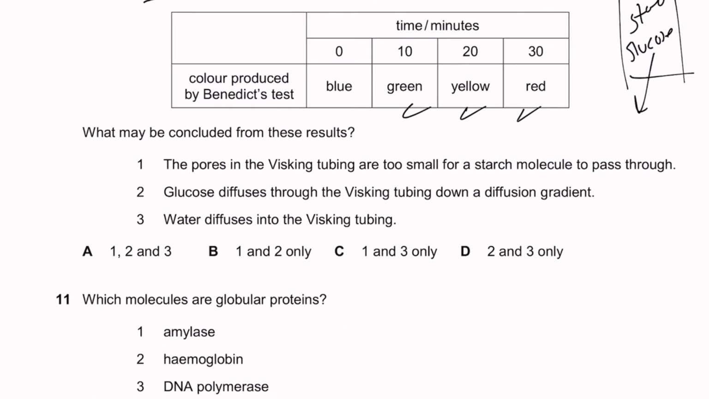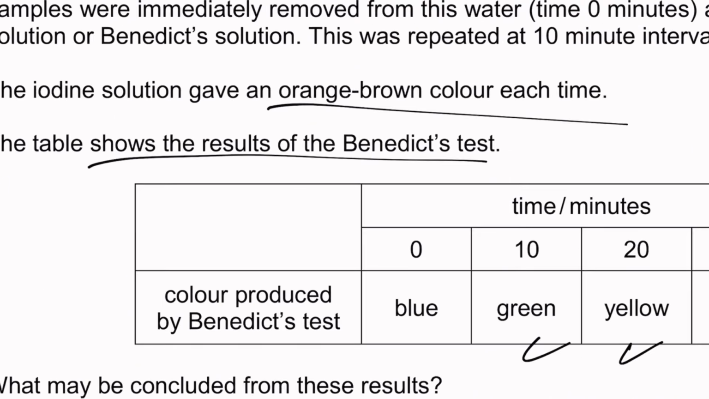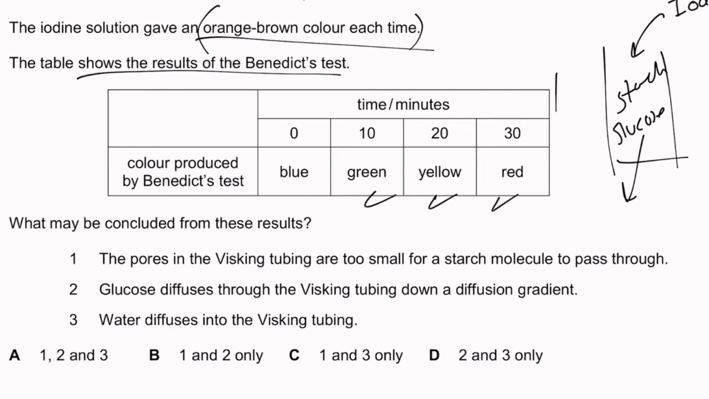Now, what may be concluded from these results? So what is concluded from the results is that the pores in the dialysis tubing are too small for starch to pass through. That is right, because you can see it remains an orange-brown color each time, which means that the test is negative, and so starch could not leave. Because obviously we're testing the water, not testing inside the dialysis tubing bag, there is no reaction, and so this is why the pores statement is true.